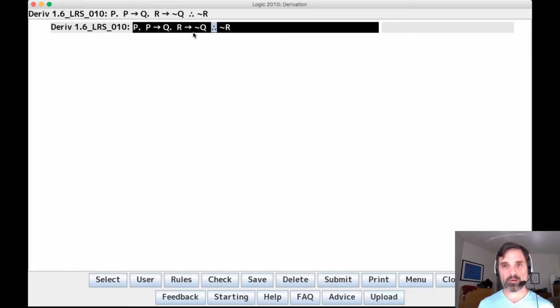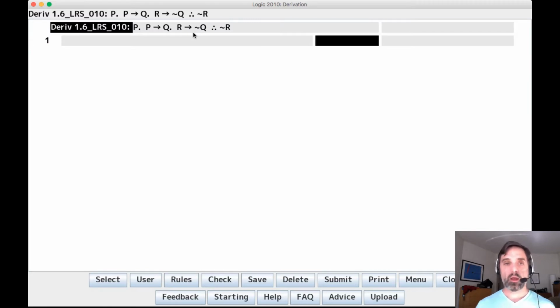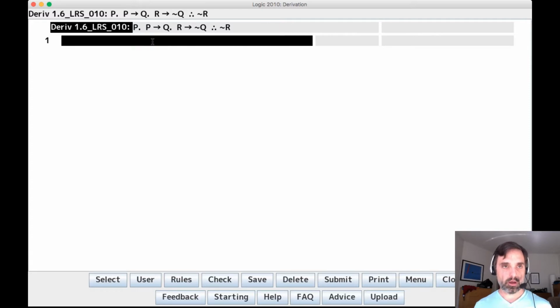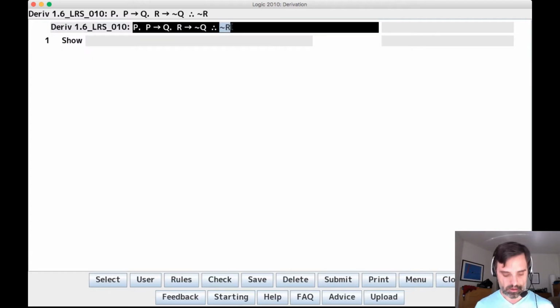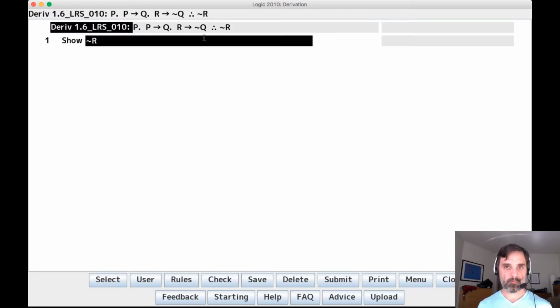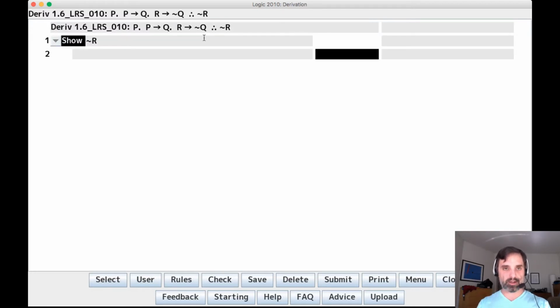So the first thing you want to do is hit enter. Now we have three columns here. The first column is a number column. We'll see what happens in the rest of the columns. On the very first line of every derivation, you need to write show and then the conclusion. That's the first line of every derivation, show and then whatever the conclusion is.